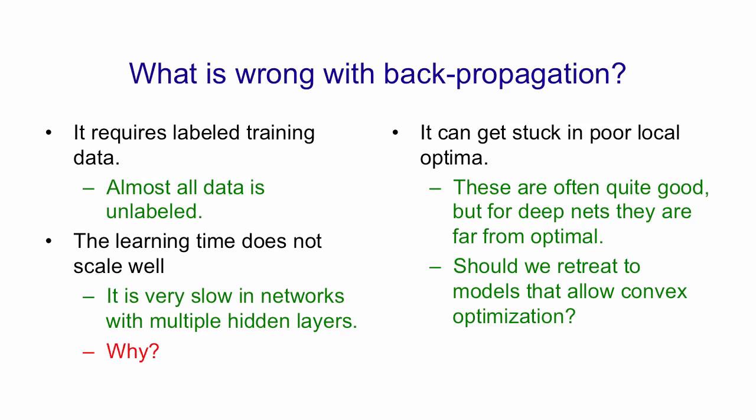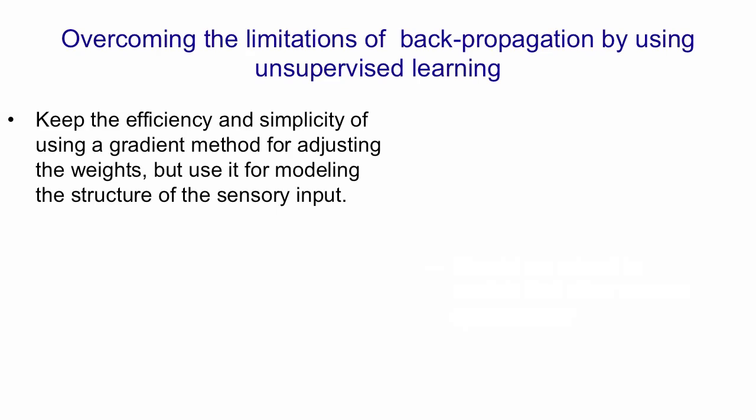There is the possibility of retreating to simpler models that allow convex optimization, but I don't think this is a good idea. Mathematicians like to do that because they can prove things, but in practice you're just running away from the complexity of real data. So one way to overcome the limits of backpropagation is by using unsupervised learning. The idea is that we want to keep the efficiency and simplicity of using a gradient method and stochastic mini-batch descent for adjusting the weights, but we're going to use that method for modelling the structure of the sensory input, not for modelling the relation between input and output.